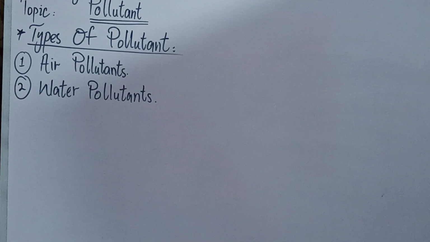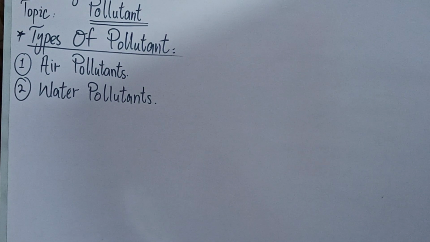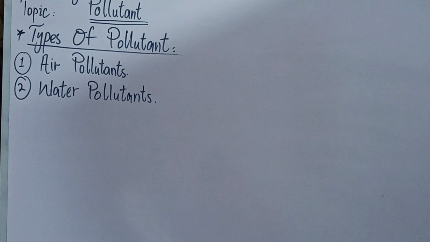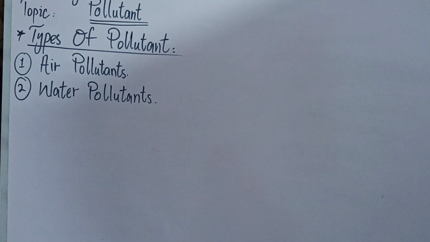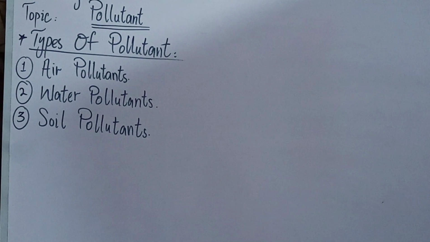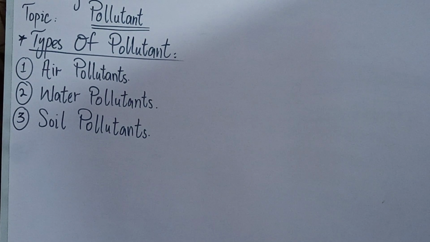Now the second is water pollutant. Water pollutants are those pollutants that are present in water and change the composition of water. Due to water pollutants, aquatic life can be harmed and it can also affect human lives. Third one is soil pollutants. Soil pollutants are those species that are present in soil. It can also harm human lives, also animals and living organisms that are present in soil.